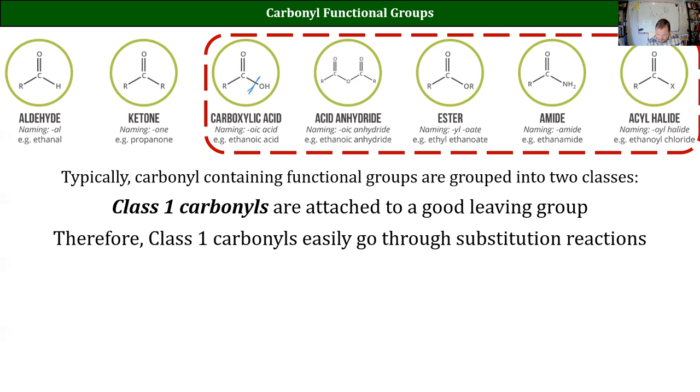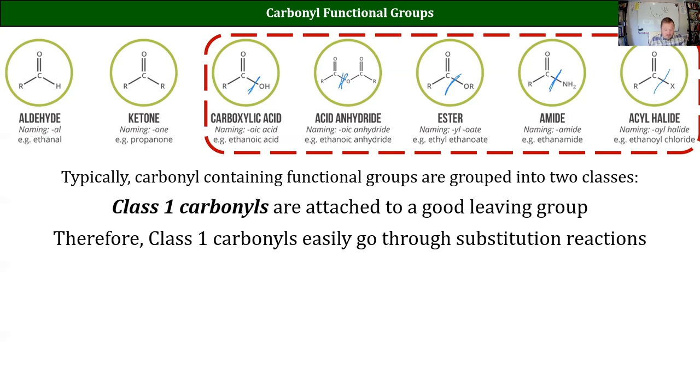So if you can imagine breaking off each of these leaving groups from the carbonyl carbon, they're all fairly good leaving groups. Hydroxide's a decent leaving group. Carboxylate anion is a really good leaving group. I mean, some of them are better than others. An acyl halide has a much better leaving group than an OH group, but they're all better leaving groups than, say, a hydride or a carbon.